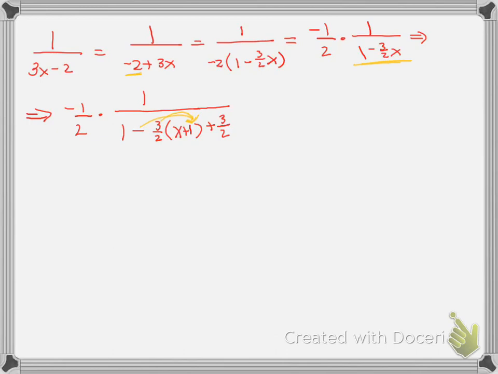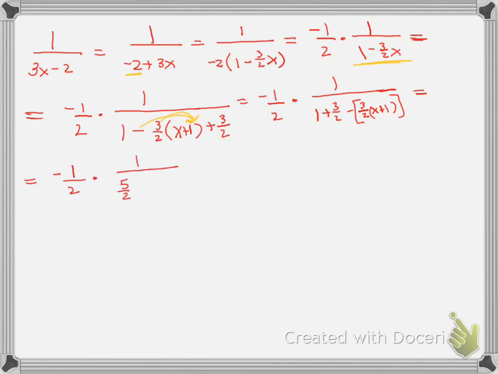Go back over and see if that makes sense, and you can check the algebra. We don't want to change anything. Instead of arrows, I should really put equal signs here because these are all still equal. Now let's put the constants together. We have -1/2 times 1 over 1 plus 3/2, minus 3/2 times x plus 1, all in a bracket. Keep going: this is -1/2 times 1 over 5/2 minus 3/2 times x plus 1.